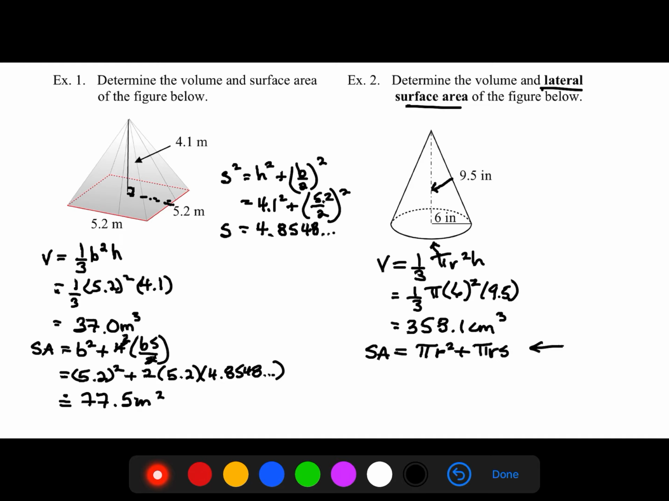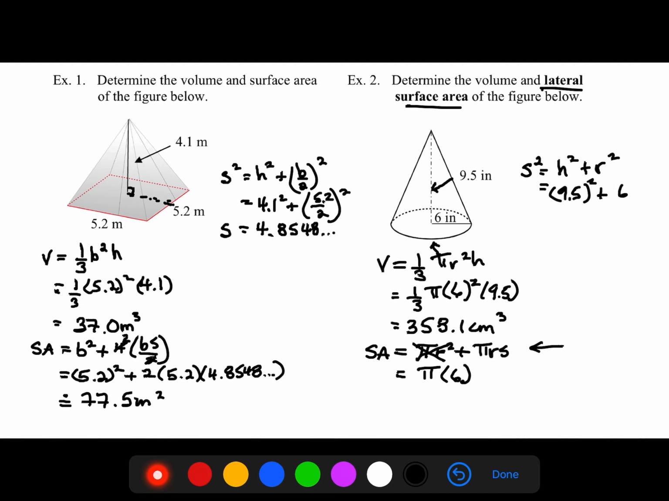Now, surface area, we have just our formula pi r squared plus pi rs. But we want to take a look at what part is our base that we're not going to include in this because we only want the lateral surface area. So we're going to take out the pi r squared part of the formula because we only want the lateral surface area. So pi times r, but we notice we don't have the slant.